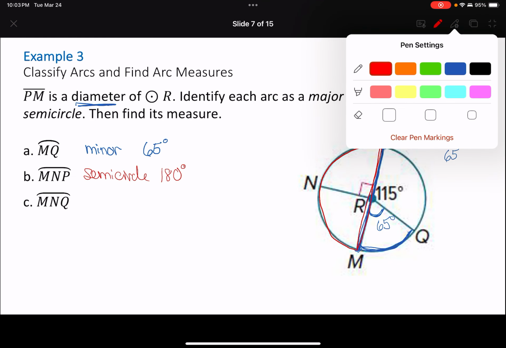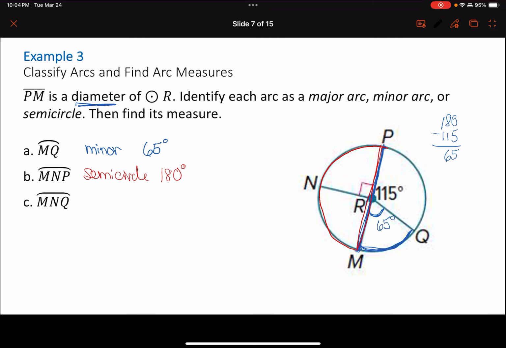And finally, they ask us to find the measure of arc MNQ. So starting at M, traveling around the circle from M through N and ending at Q means that we're using almost the whole circle except for this 65 degrees. So 360 minus 65 degrees. Well, 360 minus 60 degrees would be 300, minus 5 more is 295 degrees. 295 degrees is more than 180, so this is a major arc.